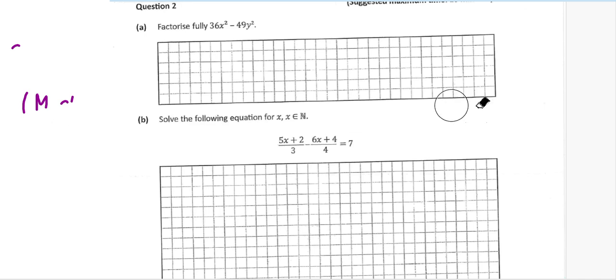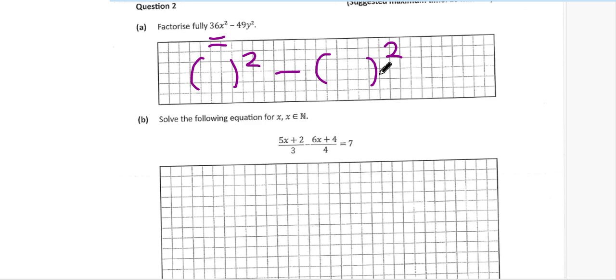So, my second years are pretty handy at this at the moment, but like yourselves, they'll forget in a couple of weeks' time. So, what I'm going to do is I'm going to change 36x squared into something squared and 49y squared into something squared as well. Anybody know what I should put here? What number, when you multiply it by itself, gives you 36? Yes. 6x. And then the other one? 7y. Oddly enough, 6, 7.